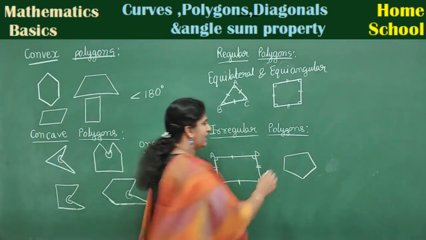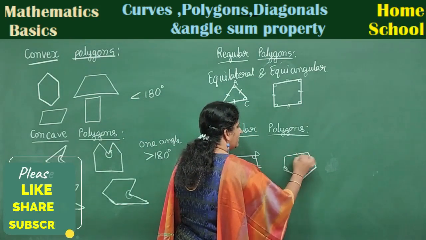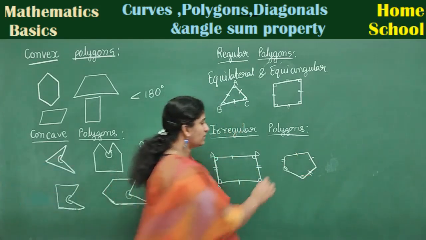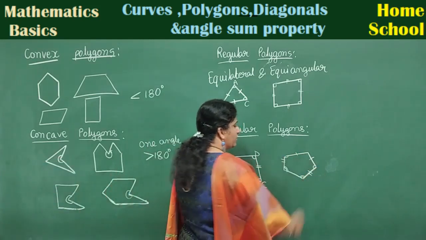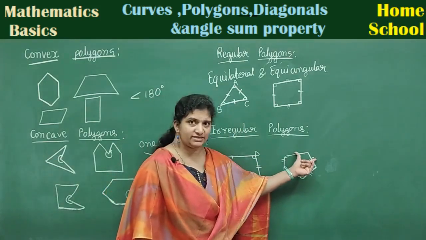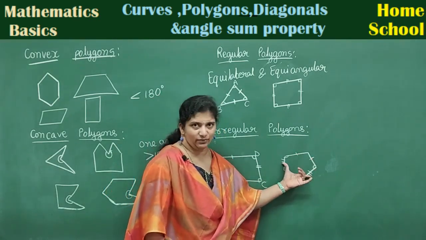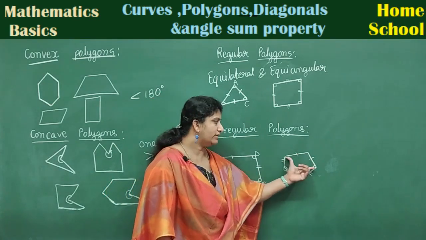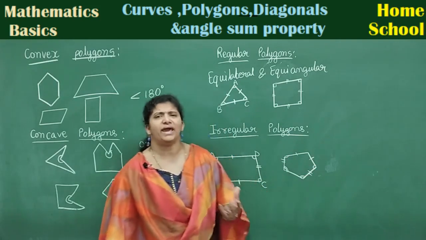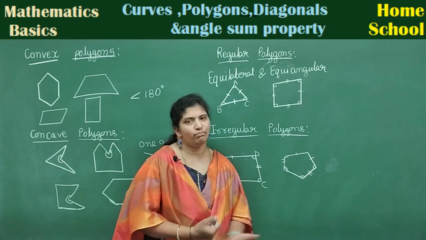So you can say that these two angles are equal and these two sides are equal, and these two sides are equal and these two angles are equal. Immediately you can see, if these two sides are equal, this side is not equal to this side. A pair of angles equal and a pair of sides equal. Then I can say it is an irregular polygon.